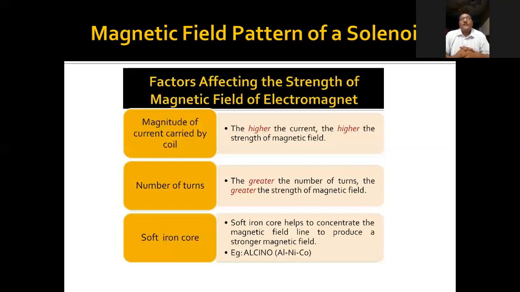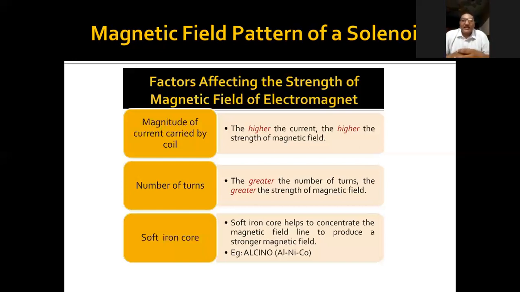And we use a technical sentence, we say that the number of turns per unit length. If you increase the number of turns per unit length, the magnetic field will become stronger. If you reduce the number of turns per unit length in a solenoid, the magnetic field will become weaker. So greater the number of turns, the greater the strength of the magnetic field.